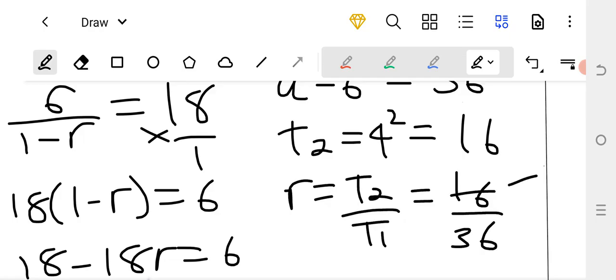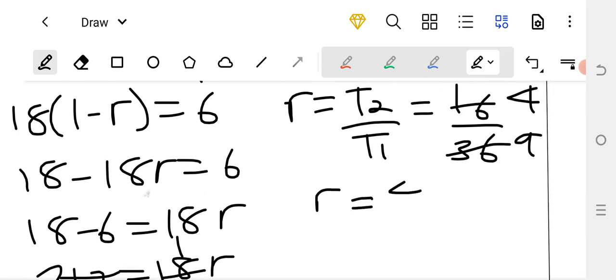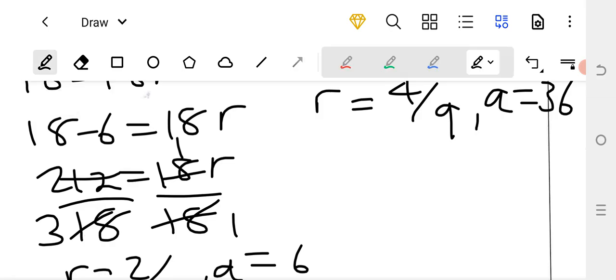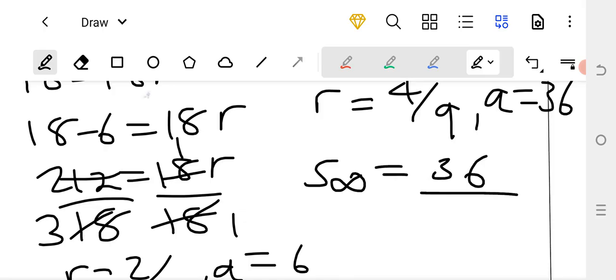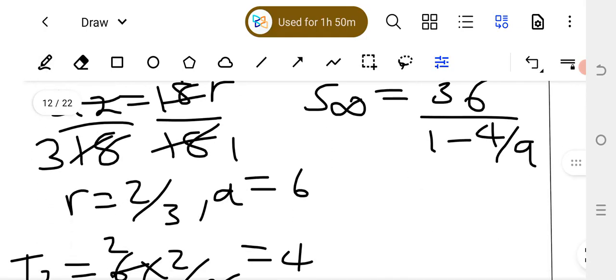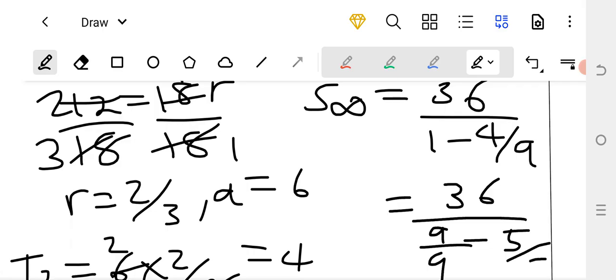4 can go into 16 four times. 4 can go into 36 nine times, because 9 times 4 is 36. r is equal to 4 over 9. And then a is equal to 36. So we have everything we need to find the sum to infinity for the second geometric progression. Sum to infinity is equal to 36 divided by 1 minus 4 over 9. So it's going to be equal to 36 divided by 9 over 9 minus 4 over 9.